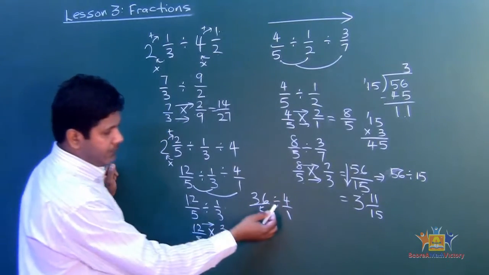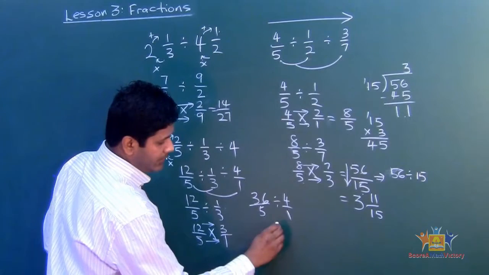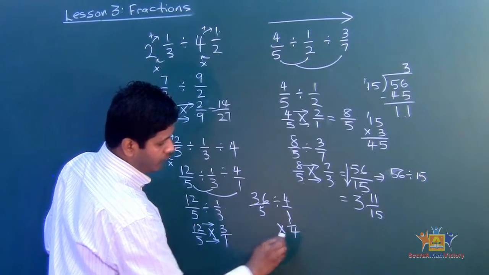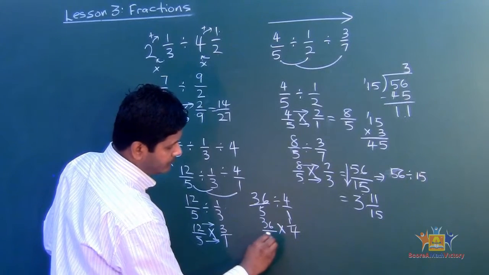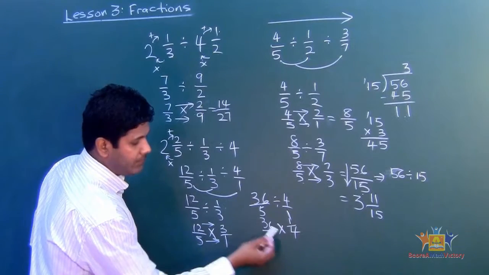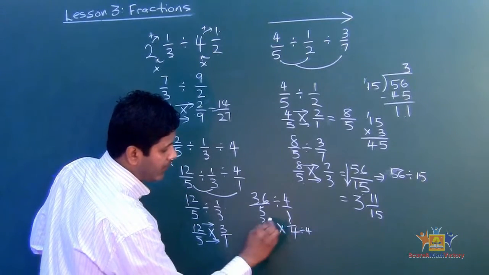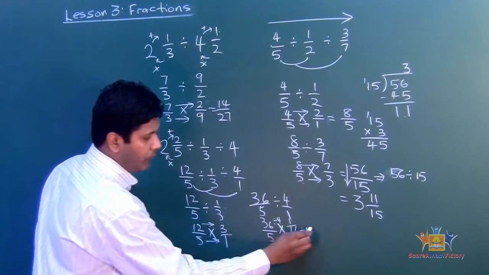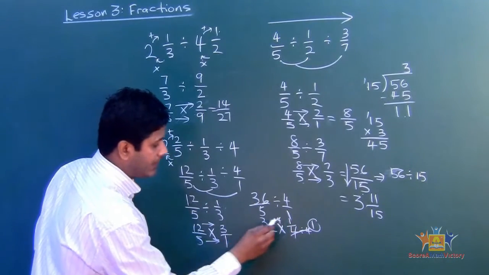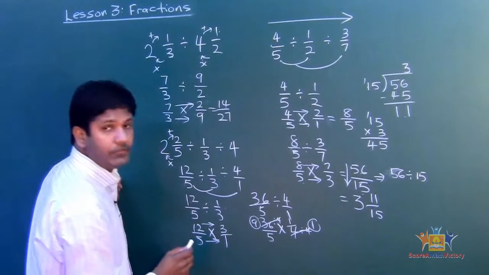Now look at that division. I turn that into multiplication. 4 over 1 becomes 1 over 4. This one stays the same. Now look at that, 36 and 4. I can simplify. I can divide this by 4, and I can divide this by 4. 4 divided by 4 gives me 1. 36 divided by 4 gives me, very good, 9, because 9 times 4 is 36.